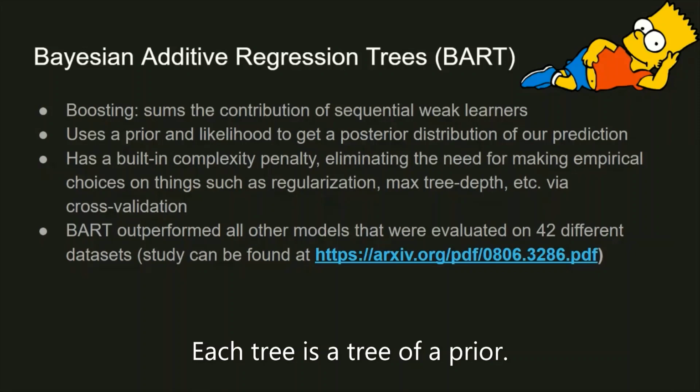So it uses boosting in that it makes use of a lot of weaker learners in order to make a stronger model. And it uses a prior and a likelihood to get a posterior distribution of our prediction. If you don't know what that means, no worries, I'll be explaining that. It has a built-in complexity penalty, eliminating the need for making empirical choices on things such as regularization, max tree depth, etc. via cross-validation. And the BART outperformed all other tree-based models on 42 different data sets.